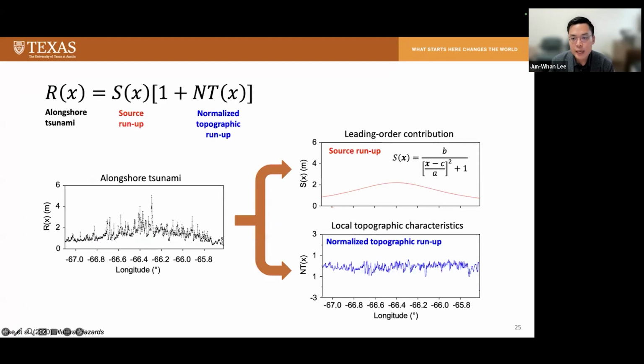So after reading this paper, we came up with an idea to decompose the tsunami run-up distribution in real bathymetry, the black line in the left figure, into the source run-up, the red line in the right figure, which is the leading order contribution that can be represented by the empirical formula proposed by Okal and Synolakis. And the other part, a normalized topography run-up, the blue line in the right figure, which is the residual part that is independent of the tsunami source and only associated with the local topographic characteristics.